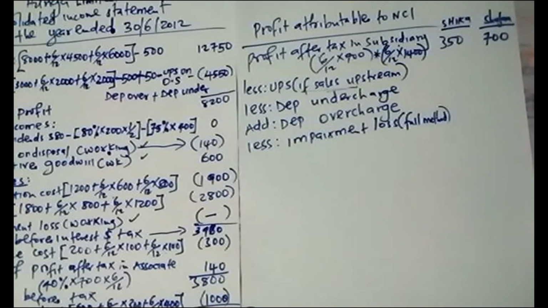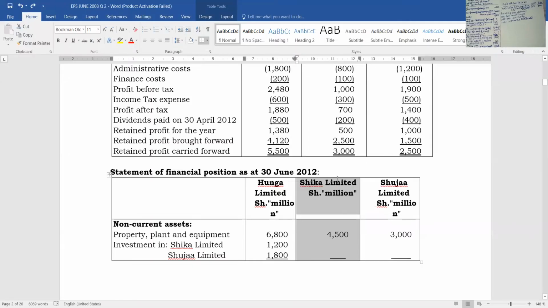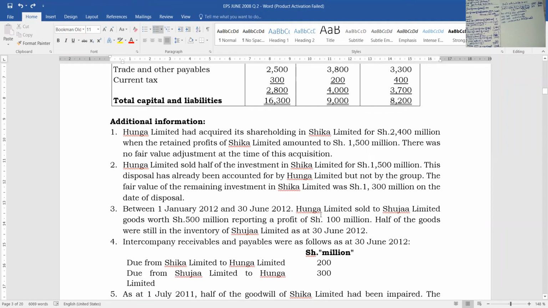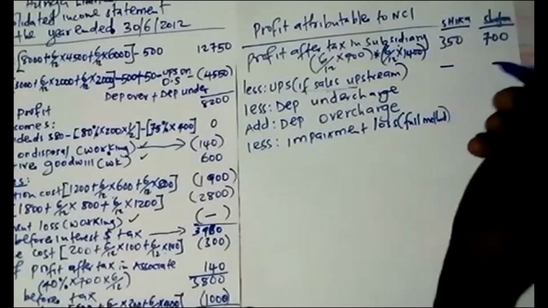So on our question, it was a downstream sale according to additional information because you were told it's the goods which were sold by Unga to Shujaa. According to note 3, you can see Unga Limited sold to Shujaa. That is a downstream. So it's not there.